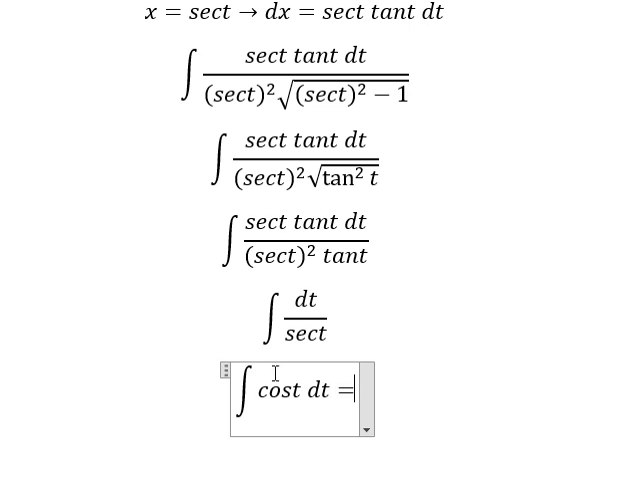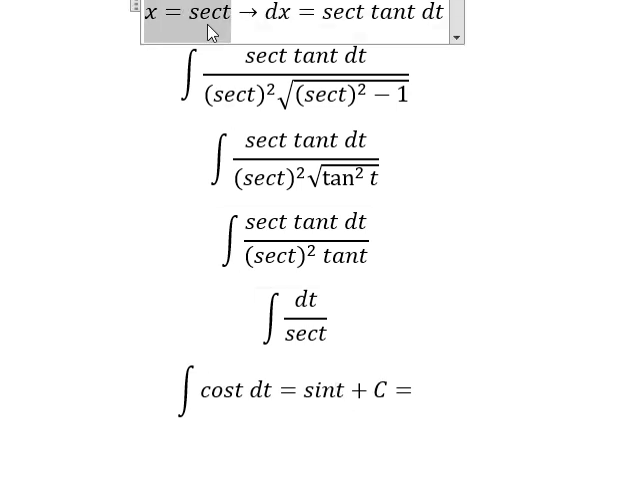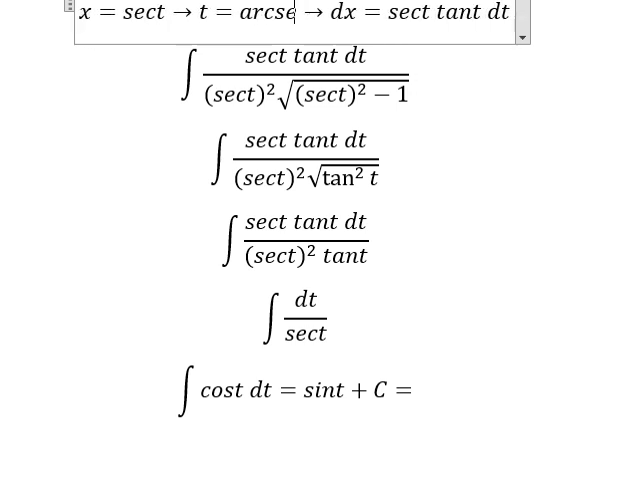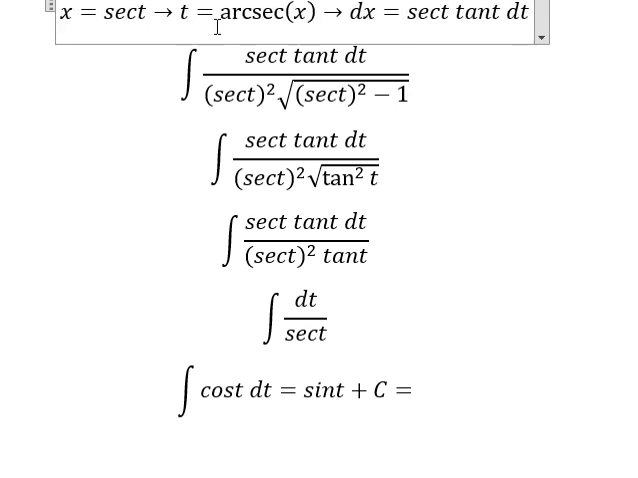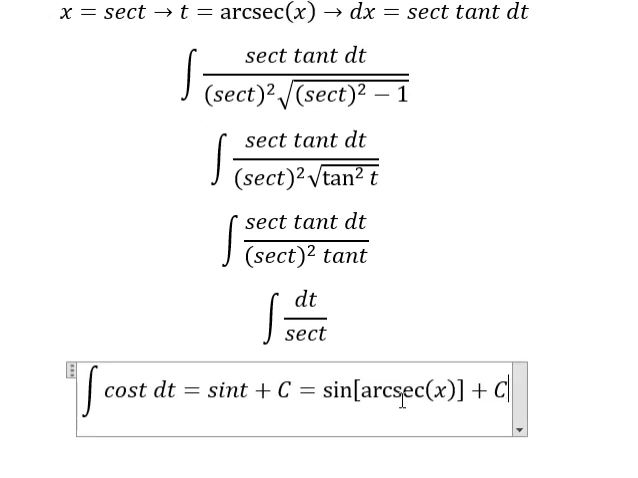The integration of cosine t is sine t, and I will put plus c. About t, we got t equal to arcsecant of x, and I will put this one in place of t. And that is the final answer.